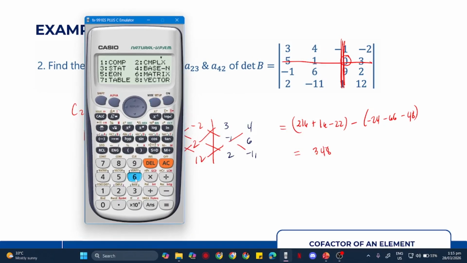So, punta tayo sa matrix. Matrix A, that is 3 by 3. So, kunin natin yung matrix that is 3, 4, negative 2, and then negative 1, 6, and then we have 2, then 2, negative 11, then 12. Okay? Then press AC, tapos shift matrix, punta tayo sa determinant, then shift matrix ulit, then matrix of A. Okay, and that is equivalent to 348 indeed.